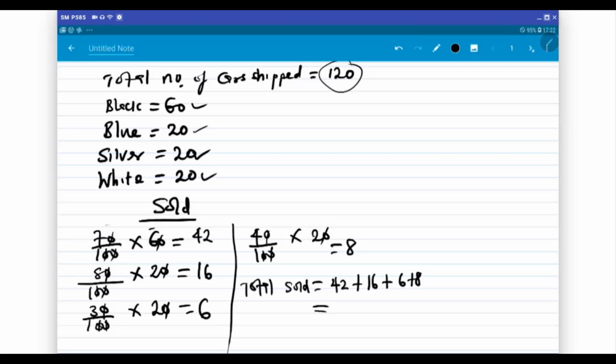And when you add this, what do we get? 42 plus 16 will give us 58. 58 plus 6 will give us 64. 64 plus 8 will give us 72. So a total of 72 were sold out of the 120. All right? So we have total number of cars sold, 72. Total number shipped, 120.